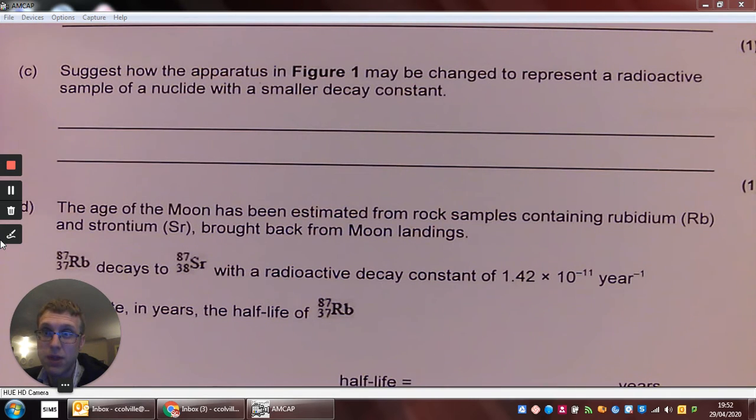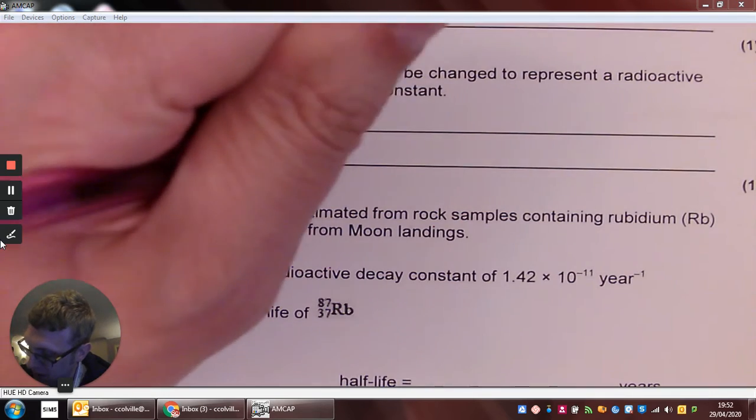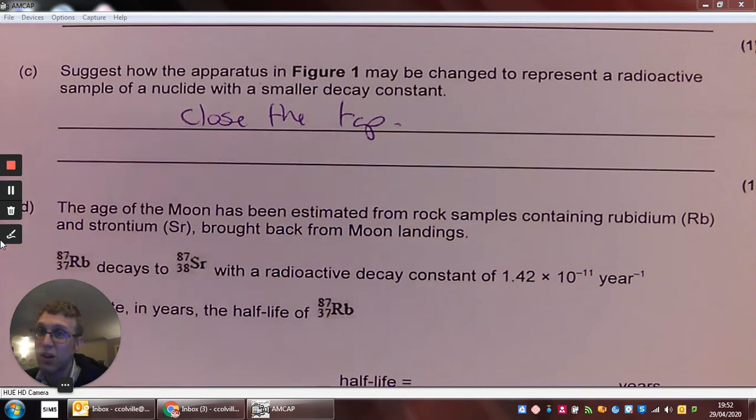Smaller decay constant means it's less likely to decay. If it's less likely to decay, it would be a smaller flow rate, so we could close the tap. If the tap's shut, it can't flow as quickly, smaller decay constant, that's our kind of equivalency here.